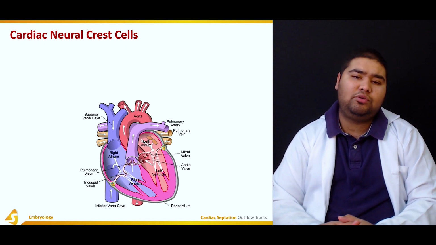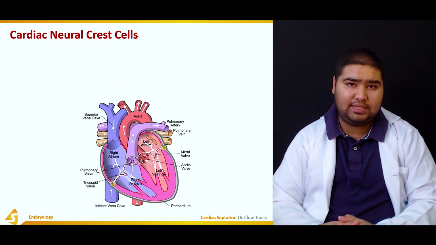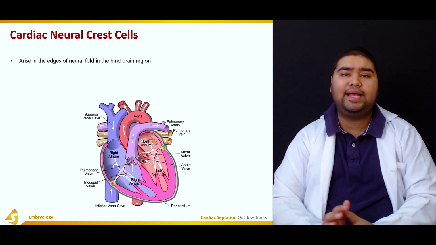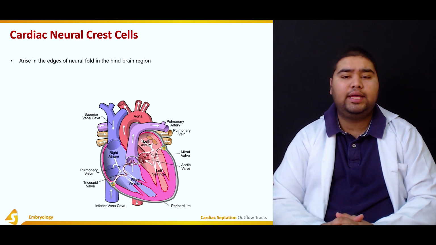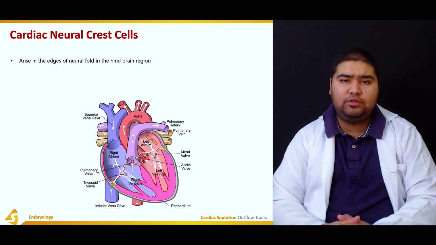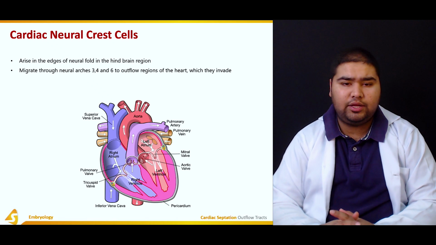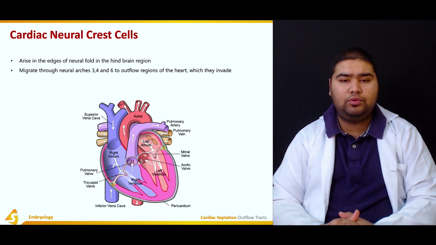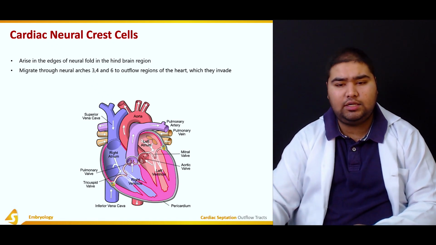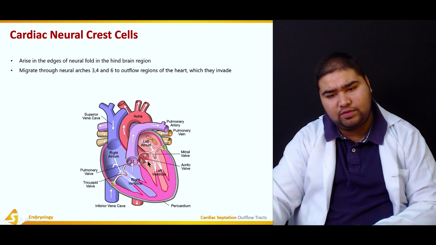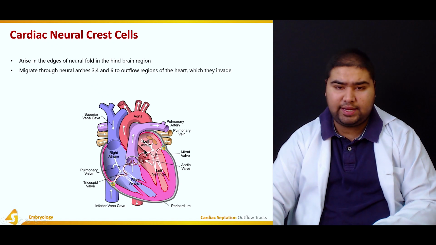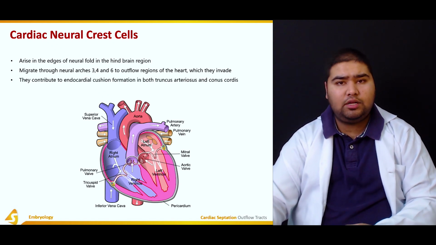So now let's see the role of the cardiac neural crest cells. What do these cardiac neural crest cells do? They arise in the edges of the neural folds lying in the hindbrain region. They migrate through pharyngeal arches 3, 4, and 6 to the outflow regions of the heart, which they invade. These are the outflow regions of the heart where the outflow tracts are being formed, and this is where the neural crest cells migrate. They contribute to endocardial cushion formation.